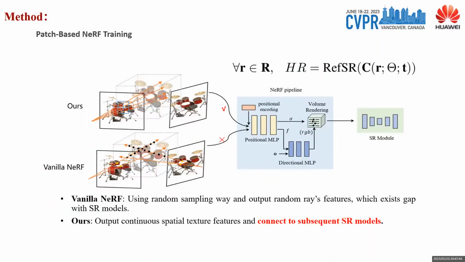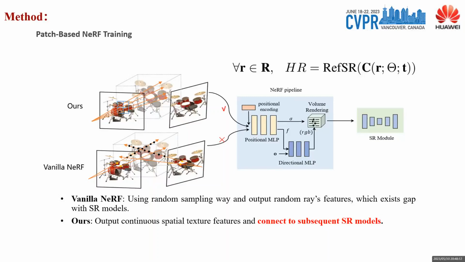NeRF samples rays corresponding to each pixel randomly and renders color information. However, the inherent nature of MLP leads to poor performance of NeRF in high-frequency scenarios. Conversely, RefSR extracts features of continuous pixels in the reference image to reconstruct high-frequency information of the LR. However, NeRF outputs random rays features, which exist a gap with SR models.